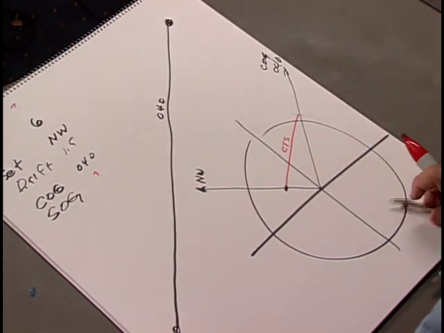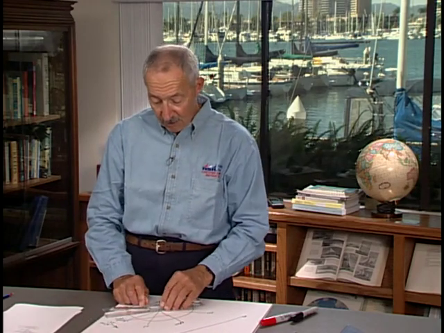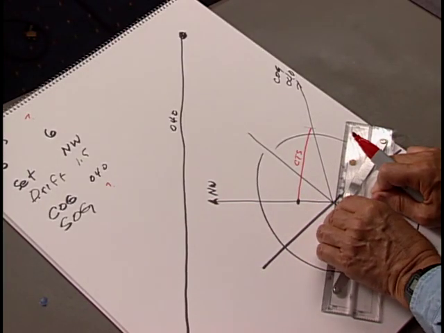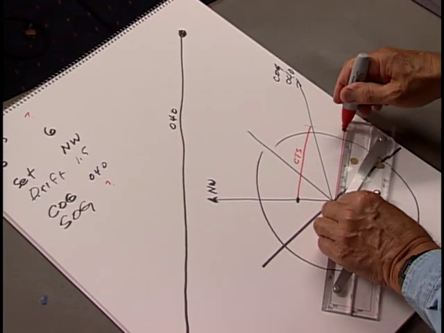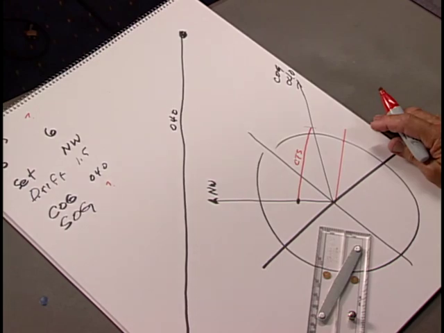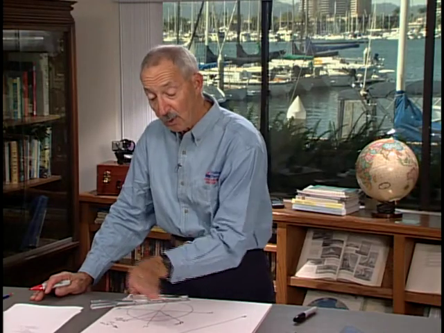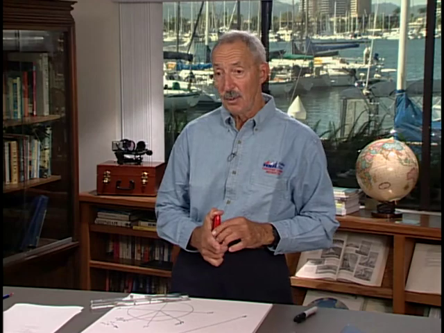And how do I determine that? Well, I take that line that I just drew and I move it to the center of the compass rose and I read it off. And that will tell me, say for example, that it's 60 degrees. So that is now the course to steer in order to get from this point to that point with the current flowing across. This is called a type C problem.